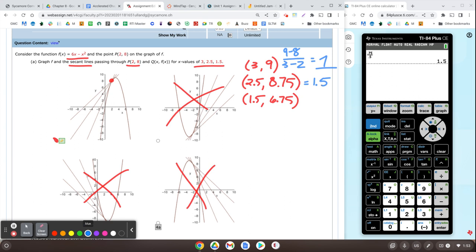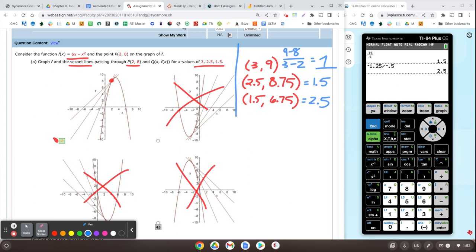Okay. All right, now 6.75 minus 8, that's negative 1.25. And over negative 0.5, that's 2.5. So we picked the right one.